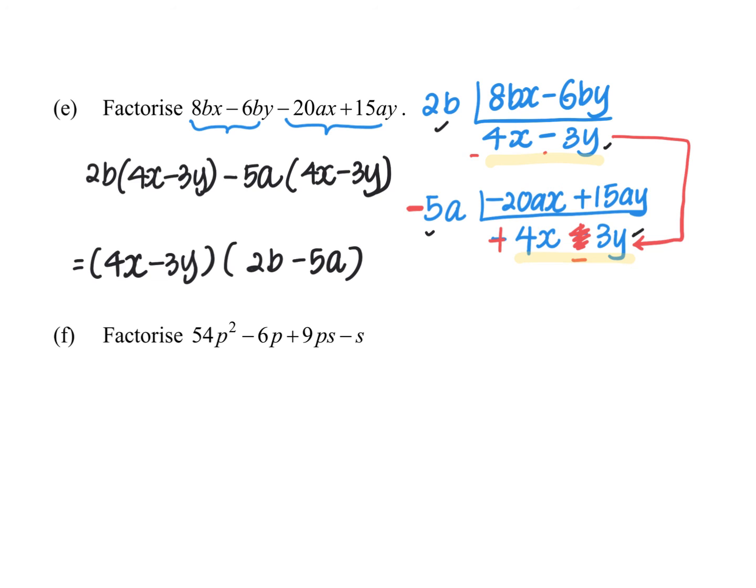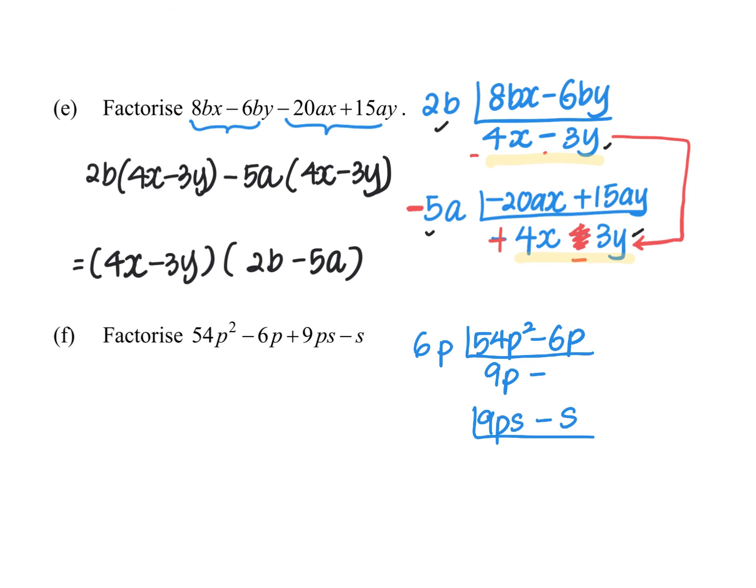Last question, we have 54p squared with negative 6p. Then we can probably group 9ps with negative s, because s itself only has one factor s, so it has to be grouped this way. Let's look at the common factors. 54 and 6 have a common factor of 6. So divide by 6. P squared is p times p, and with p we have a common factor p. Dividing this, I'll get 9p minus 6p divided by 6p.